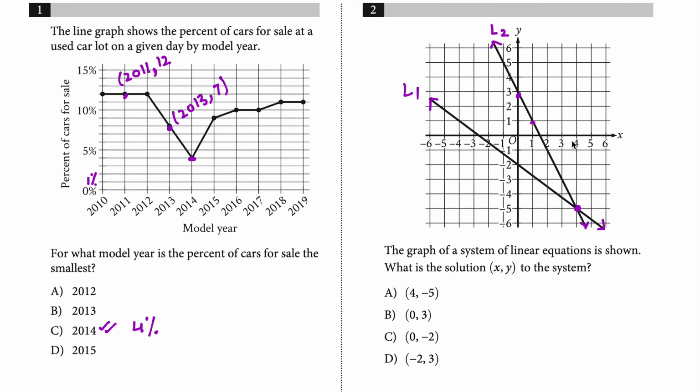And what are the coordinates of this? 4 from the x-axis and -5 from the y-axis. So that means 4 and -5 is the solution for both the equations, or you can say the system of linear equations. 4 and -5 is the solution. That means A is the correct option.